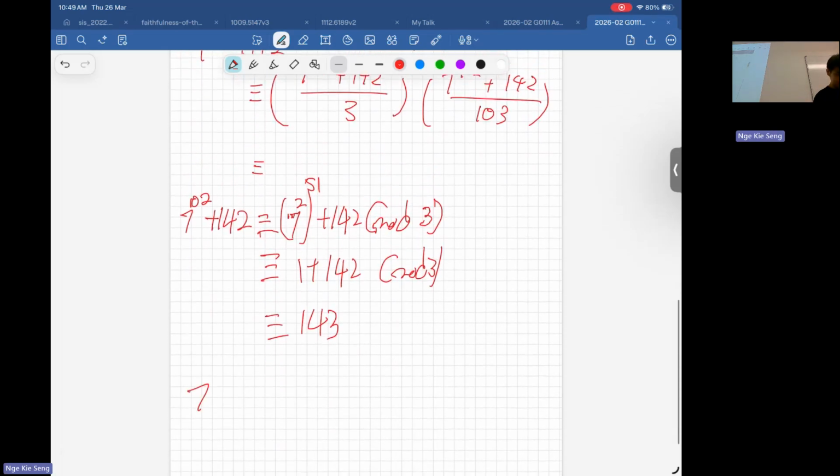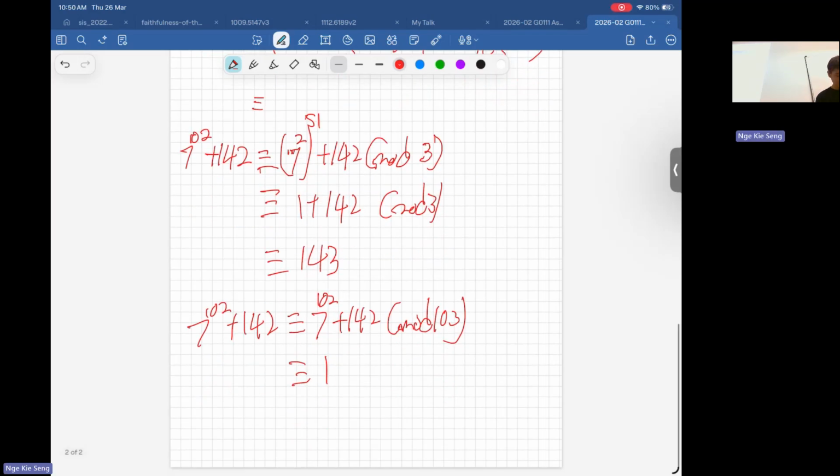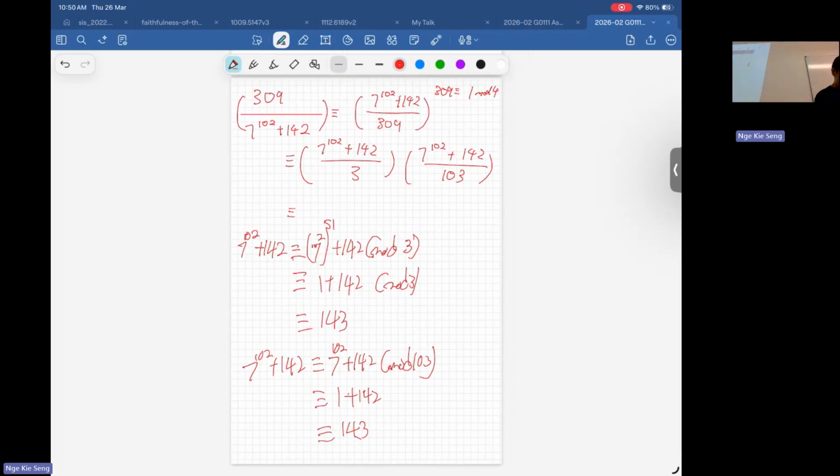Another one also can do like this. 42. 7, 102 plus 142, then it becomes very obvious because 102 is a prime. With step 5 we can get 102, then plus 1 plus 142, then also get 143. And if we go back to here, we can see very clearly 143 divided by 103. Then continue to use Jacobi to make it very easy to see.